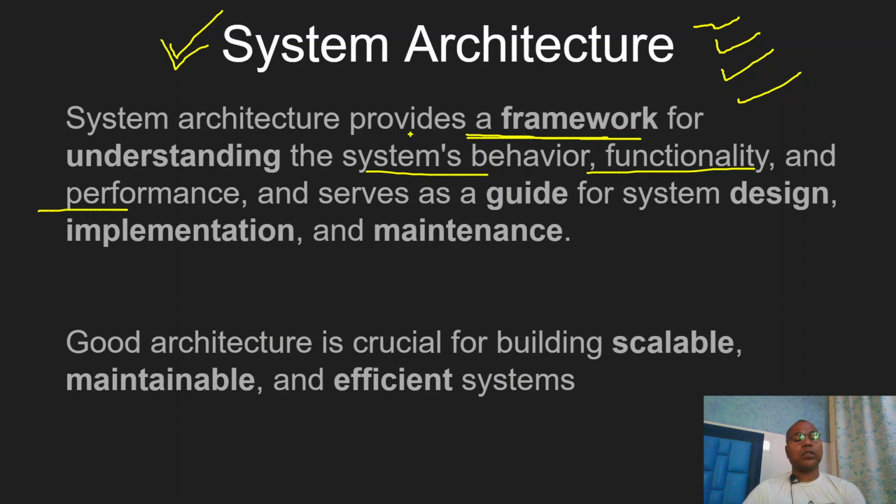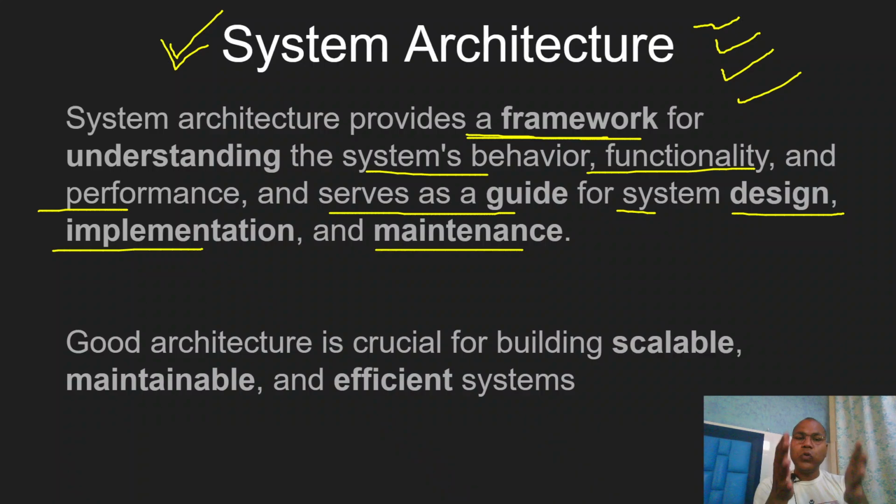System architecture also serves as a guide for your system design, implementation, and maintenance. So your system architecture plays the role of a guidebook: while designing the system, what components you have to consider; while implementing, how to implement; and while maintaining, how the system would be maintained. Everything is pointed out and highlighted by your system architecture: the implementation details, how the system is going to be in the maintenance phase, and in the design, what the key parameters, components, and interactions would be.